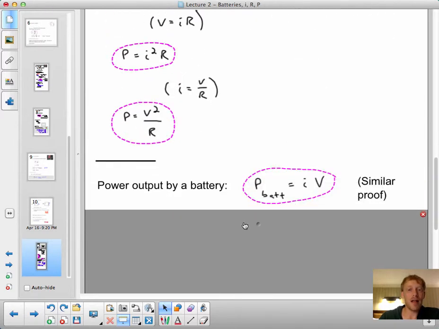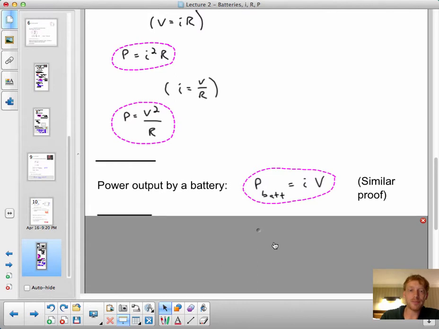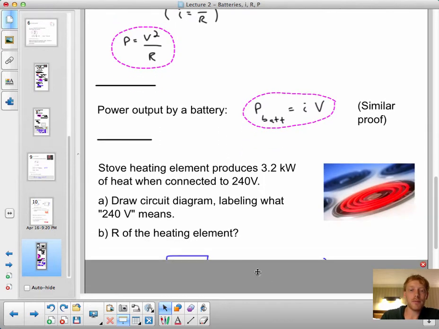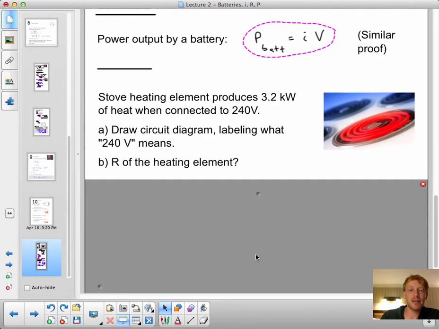Now, remember I said that a battery was always putting energy into the circuit. How much energy does the battery put into a circuit per second? What is a battery's power output? It is also equal to the current through the battery times the voltage difference across the battery. But it is not equal to I squared R or V squared over R because there's no R associated with a battery.